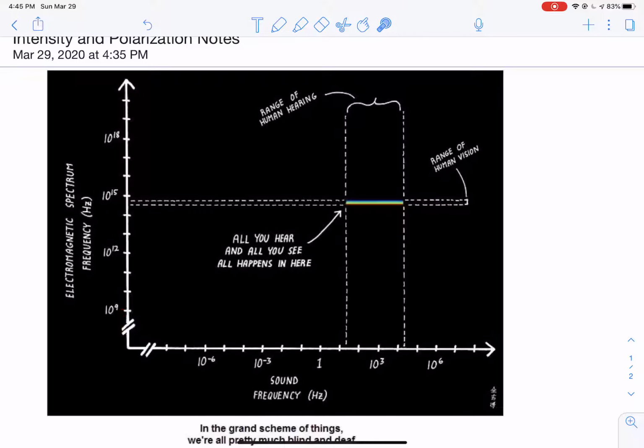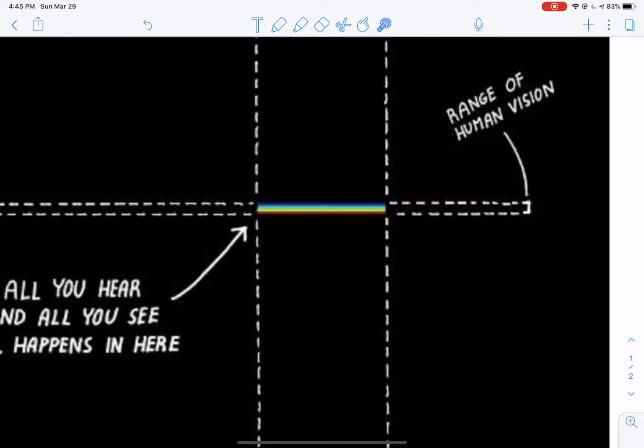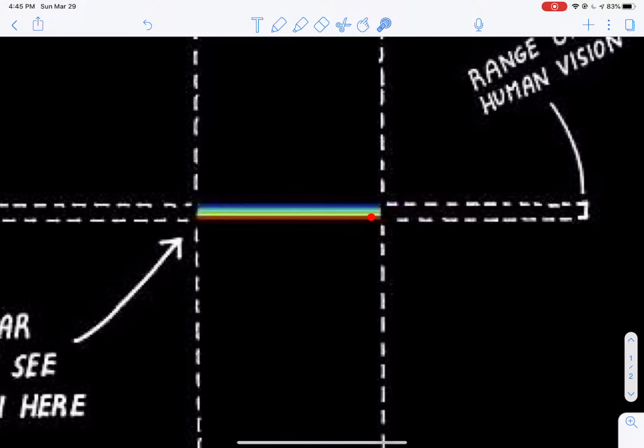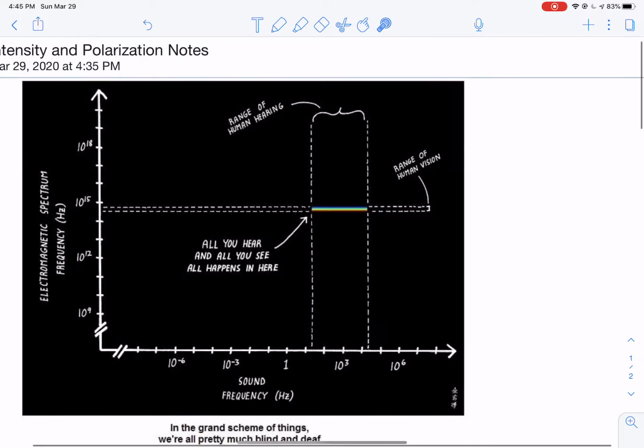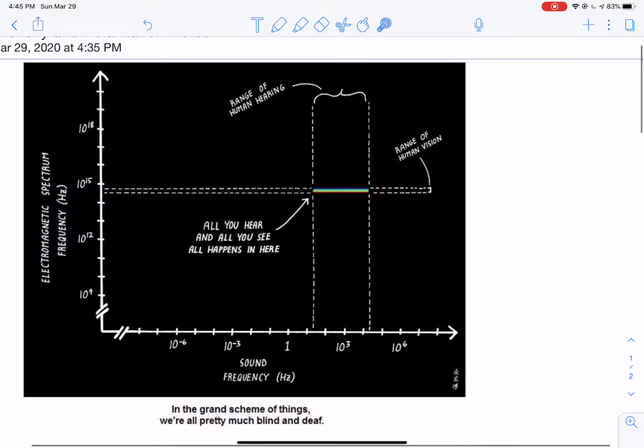If you graphed everywhere from 10 to the 9th to 10 to the 18th, then pretty much everything would be at the very bottom. Same thing with the x-axis. We use logarithmic graphs. But you'll notice here in this tiny little area right here, this is what we experience. This is what we see and hear. It's just a tiny, tiny fraction of all the different types of waves that are out here. At the bottom it says, in the grand scheme of things, we're pretty much all blind and deaf, which I think is sort of interesting.